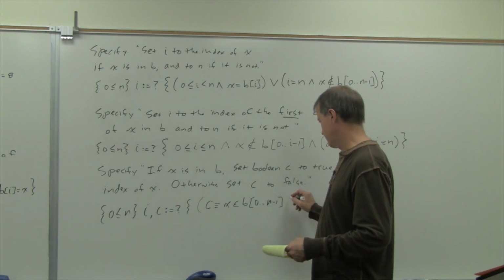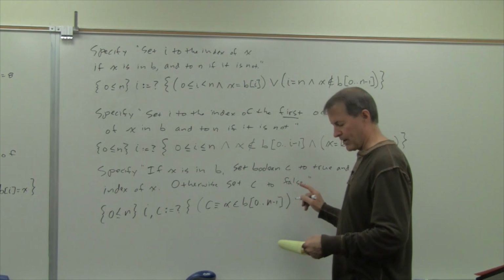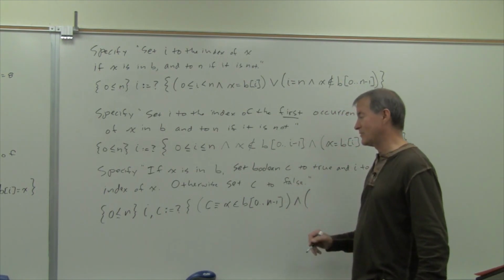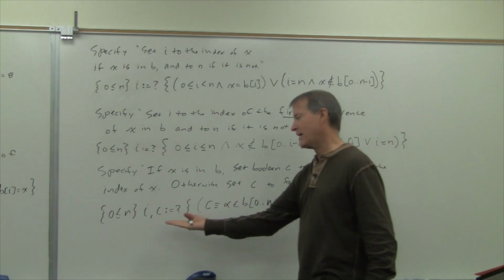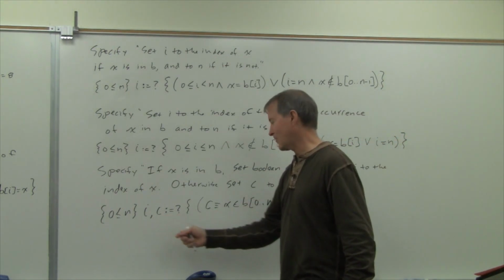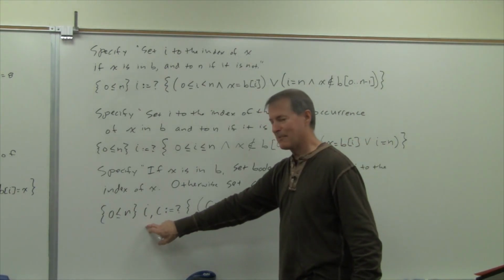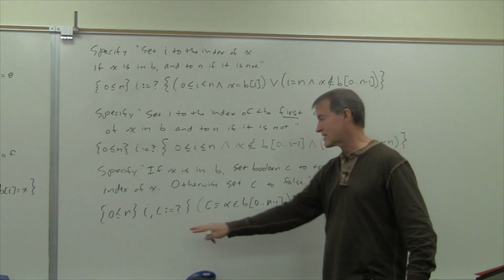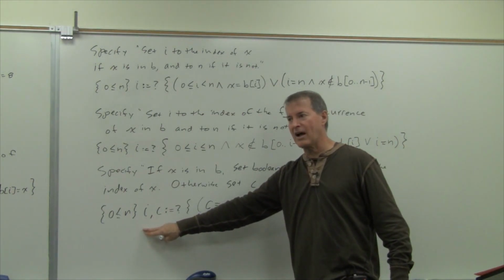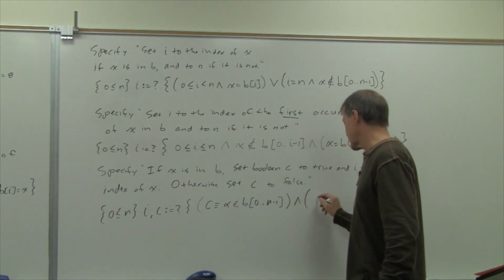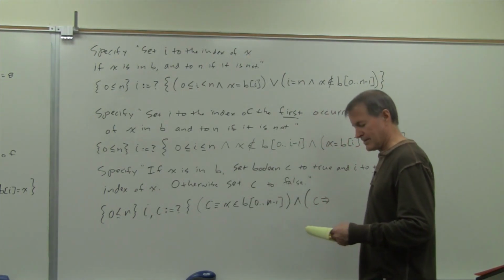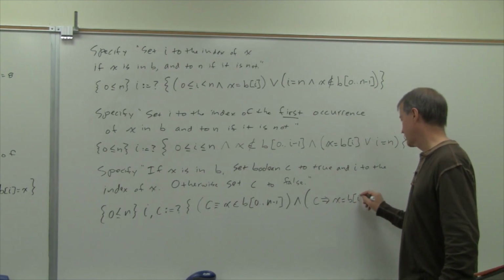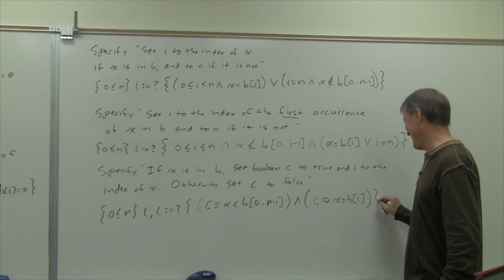Then you just change I. Well, now what about I? What did we say about I? We only have to specify I depending on whether C is true or false. So we can say C implies, and C implies what? B sub I equals X. Yes, X equals B sub I. Good work, guys.